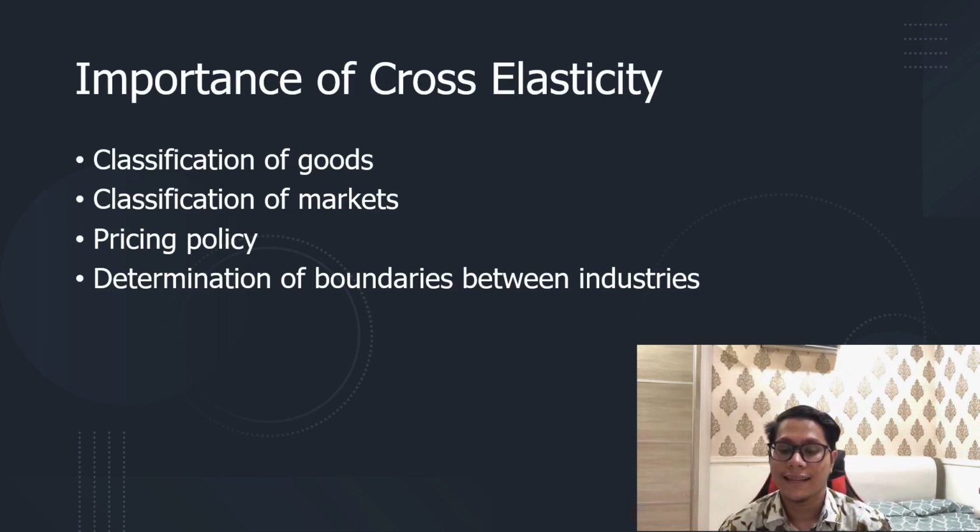Lastly, determination of boundaries between industries. If related goods have negative cross elasticity, which means complementary goods, the goods belong to different industries. But if the related goods have positive cross elasticity, which means substitute goods, the goods belong to one industry.